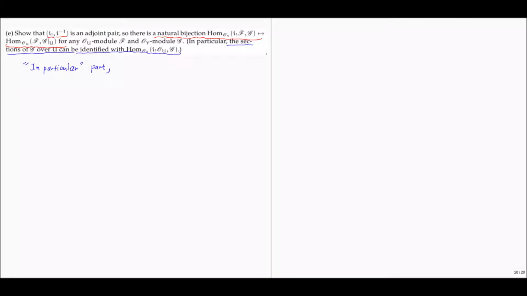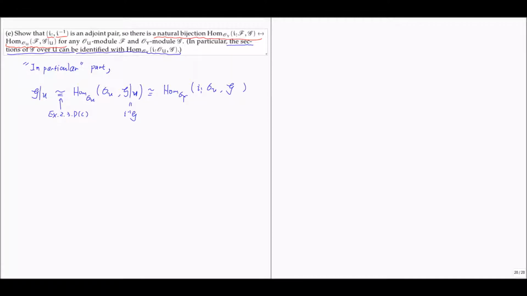First, we notice that the restriction of G to U will be isomorphic to the OU module Hom from OU to the restriction of G to U. This is by exercise 2.3.D, part C. This restriction is the same as I inverse of G. So this will be isomorphic through this bijection to the OY module Hom from I shriek of OU to G. This is how we get the identification in here.